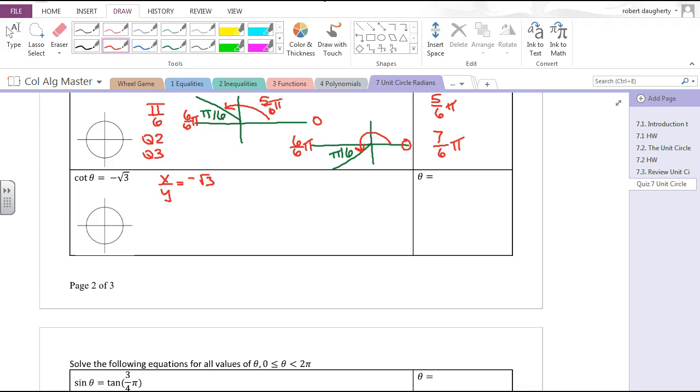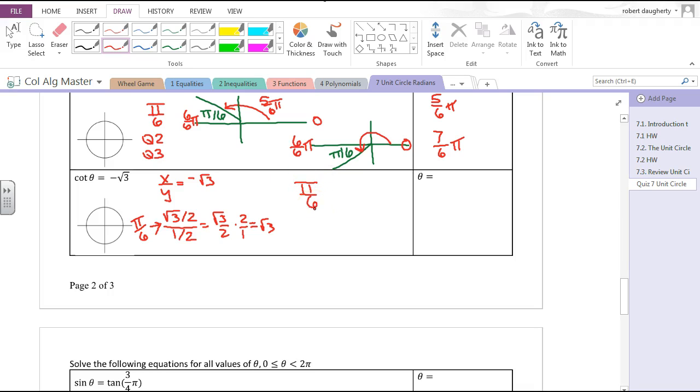At pi over 6, square root of 3 over 2 is your x coordinate, and 1/2 is your y coordinate. This is square root of 3 over 2 times 2 over 1, which is square root of 3. So this is what happens. This is talking about pi over 6 on the unit circle. That's your x over y. So this is talking about pi over 6.